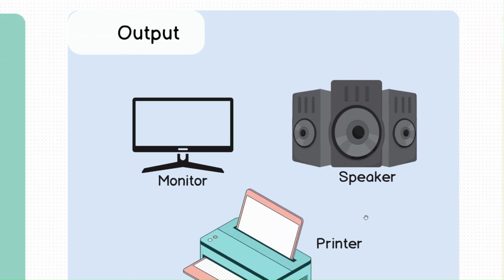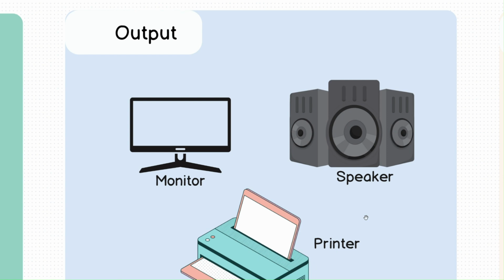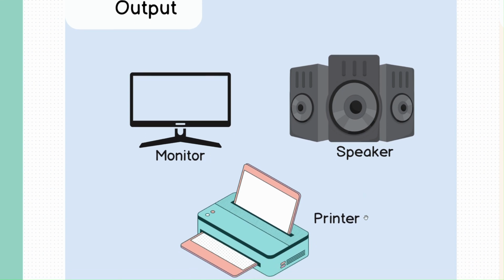So the output, we have the monitor, the speaker, and then the printer. There are other output devices which have not been listed here, but just for a general understanding, the output is what displays the information or gives out the information or the instruction. So, for instance, the monitor, if we type in some keys, you would be seeing it on the screen of the monitor. So it becomes an output, giving back the information.